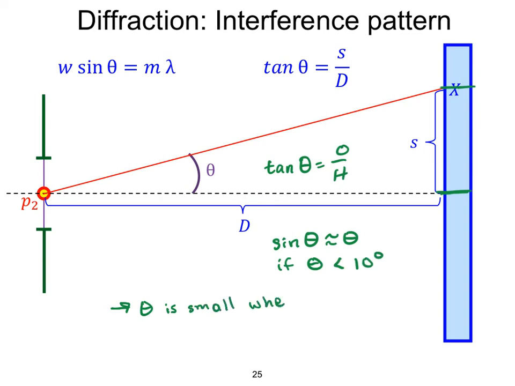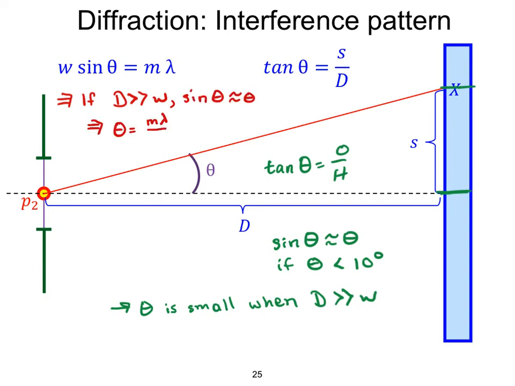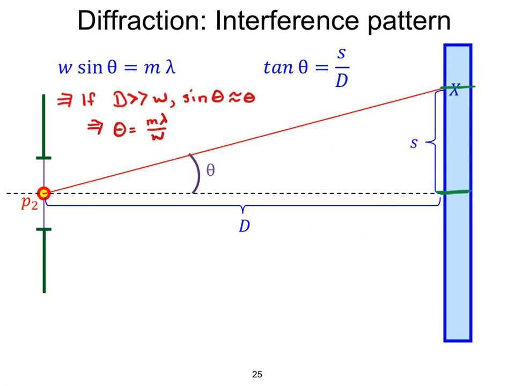Theta will be a small angle when D is much greater than the width of the slit. So we can say that when the distance D between the slit and the screen is much greater than the width of the slit itself, theta equals m lambda over W. Similarly, if theta is very small, the tangent of theta is approximately equal to just theta in radians. This means we can combine these two equations, arriving at S times W over D equals m lambda, where m is any non-zero integer.